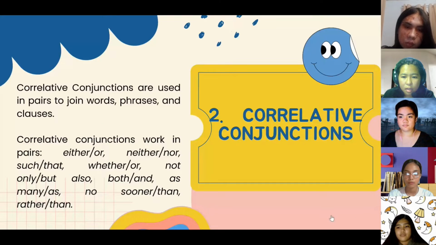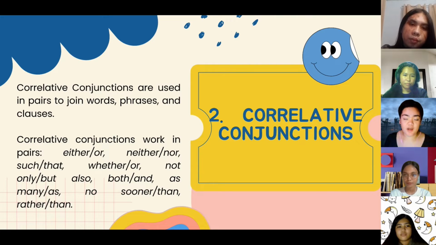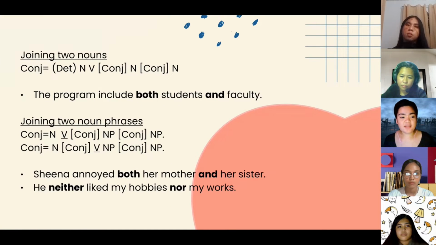Next, Ms. Ashley Evangelista, discuss the second type and the syntactic environment. Okay. The next type of conjunction is the correlative conjunctions. Correlative conjunctions are used in pairs to join words, phrases, and clauses. As suggested by its name, correlative conjunctions correlate, meaning they work in pairs to join phrases, words, and clauses that carry equal importance within a sentence. Here are some of the common examples of correlative conjunctions. Now let's take a look at the syntactic environment of a correlative conjunction. When joining two nouns, the syntactic environment would be what is shown in the slide. In the first example, the program includes both students and faculty.